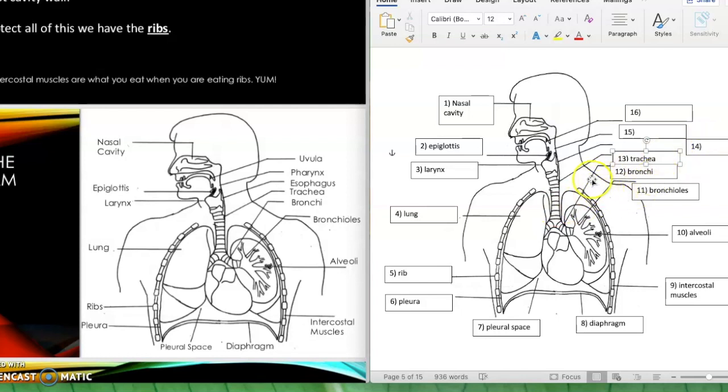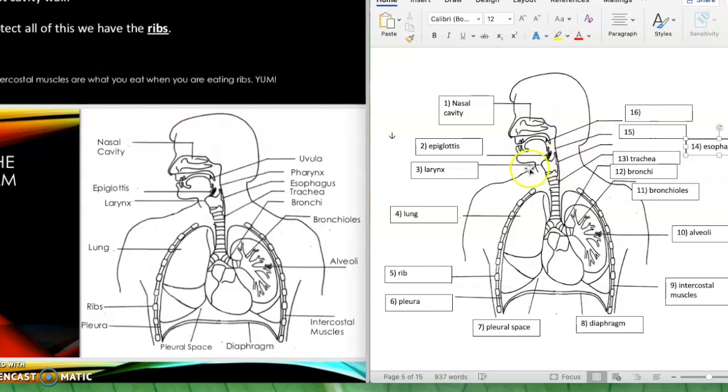Okay, so 14 is a little bit tricky here. It's pointing to this tiny, tiny little space, and that, I have my label out here, is the esophagus. Okay, so that's not necessarily part of the respiratory system. Again, if we look at our epiglottis, it covers right here, so that all of the food and water goes down the esophagus back here. Okay.